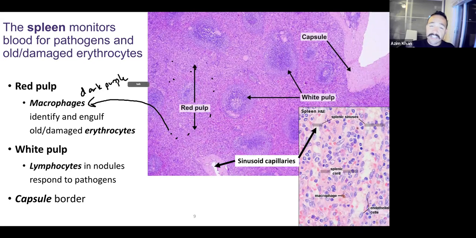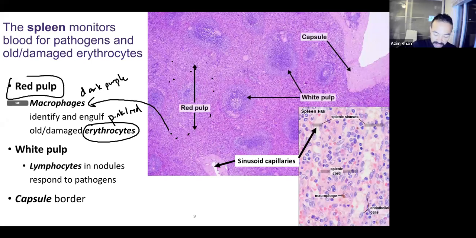And the reason why it's pinkish red is because it has erythrocytes. And erythrocytes don't have nuclei, so they're not going to stain purple. They're not going to stain dark. These are the old damaged erythrocytes, and the macrophages are there to phagocytose the erythrocytes, recycle them, recycle the parts. That's the red pulp of the spleen. It's what you see in most of the spleen.